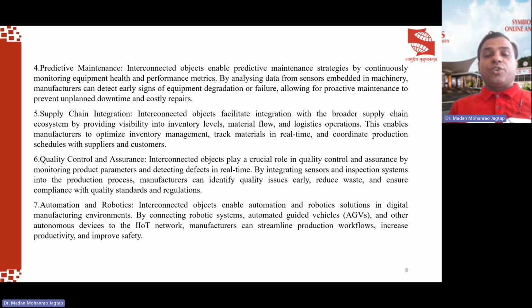Then automation and robotics. Interconnected objects enable automation and robotic solutions in the digital manufacturing environment.